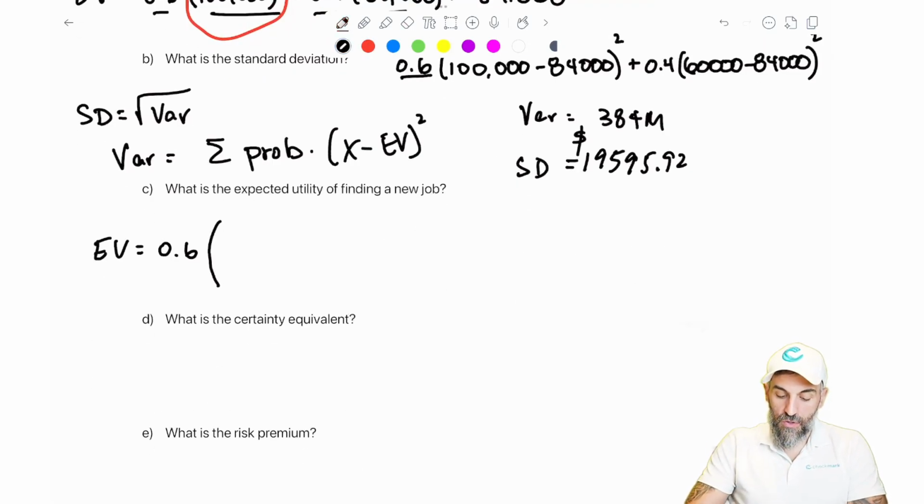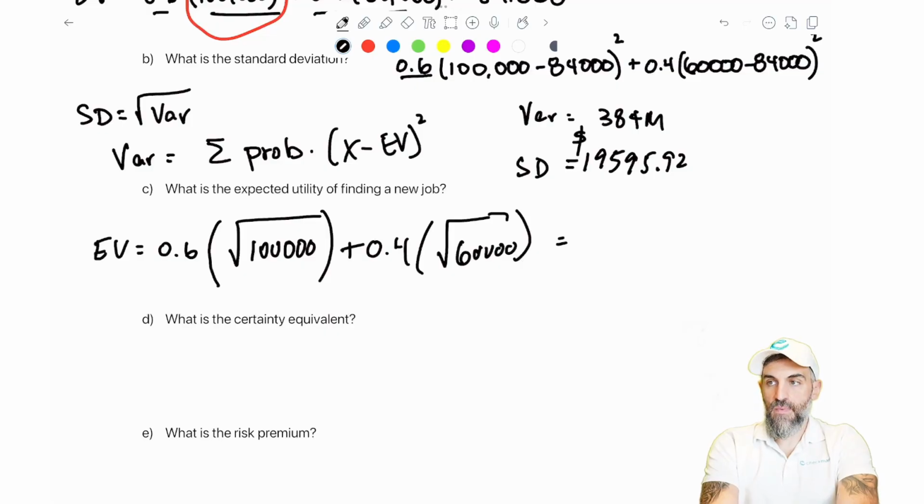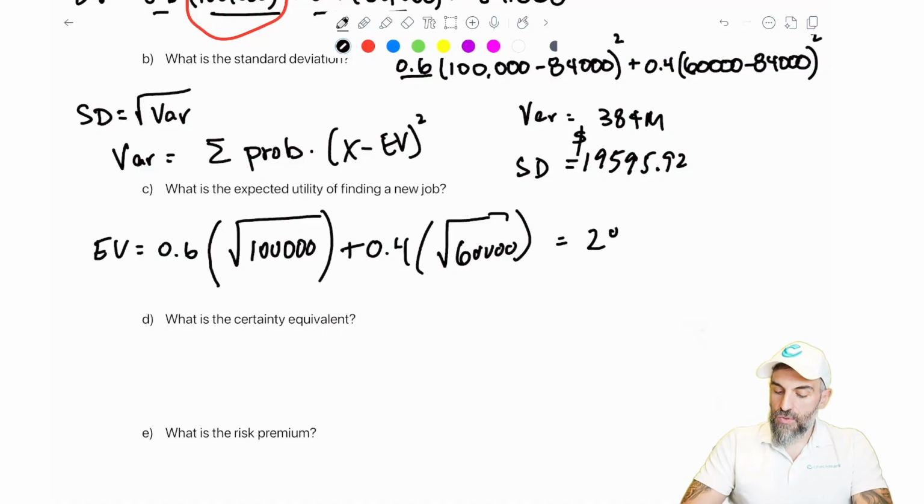0.6 times the root of 100K. 0.4 times the root of 60K. And that is your expected utility. Because the utility you get from 100,000 is the square root of 100,000, and the utility that you get from 60,000 is the square root of 60,000. And so that expected utility, that average utility, is about 287.72. Okay.